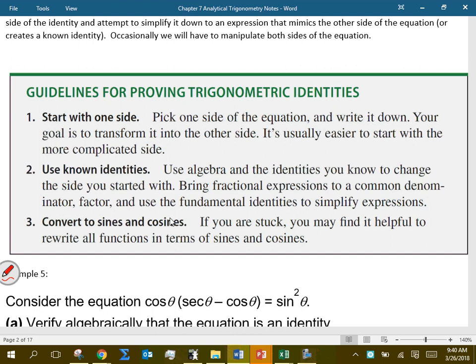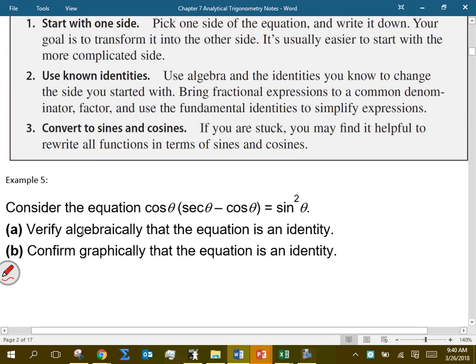Yeah, they're going to be proofs. So they're going to be true. We just have to then verify. Okay. Good question. They usually ask you to verify it algebraically, which obviously is what I'm really interested in.